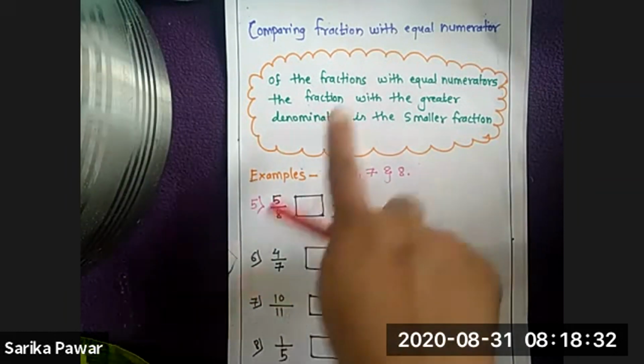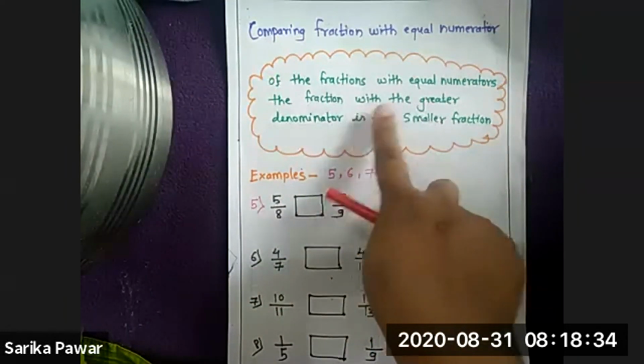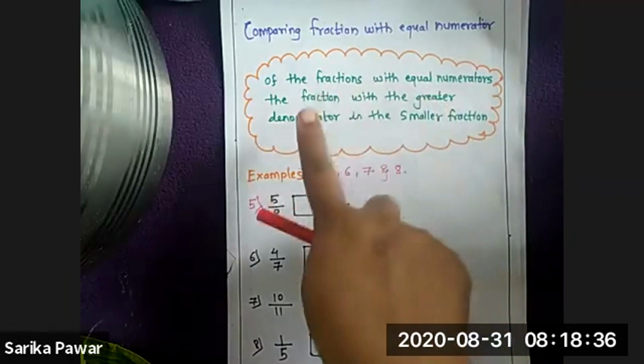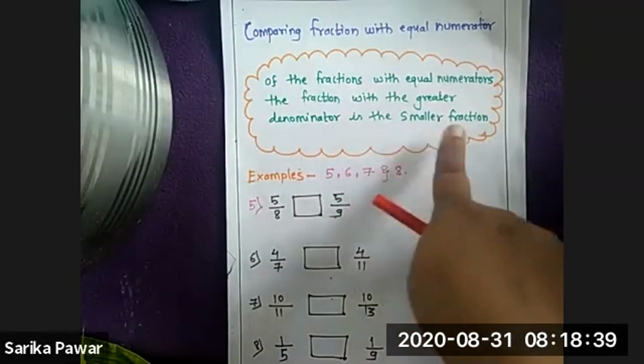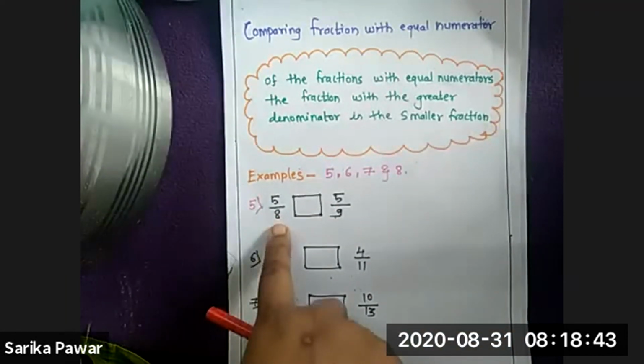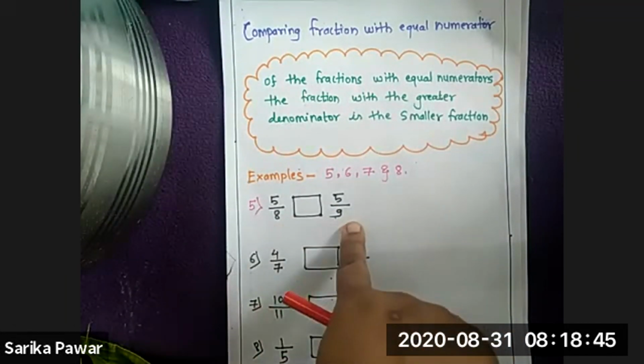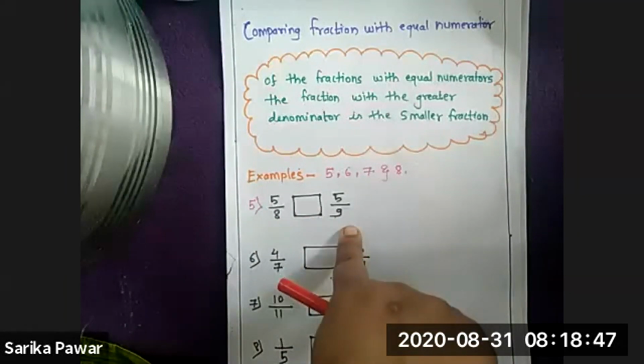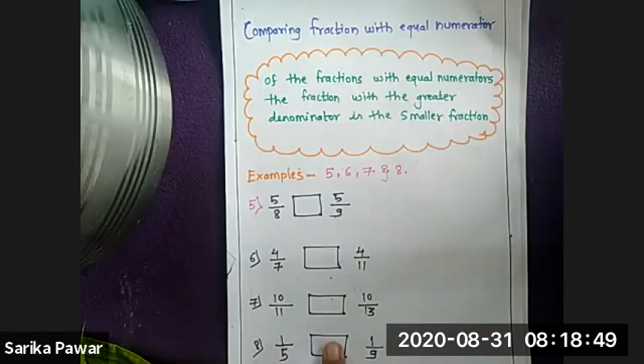Now, what does the rule say? Rule says that greater denominator is the smaller fraction. See here, greater denominator. Now here is the 8 and here is the 9. Which one is the greater denominator? Which one is the greater denominator? Who is raising their hands up? Prachi, Pramod Gupta and Priyanshu.